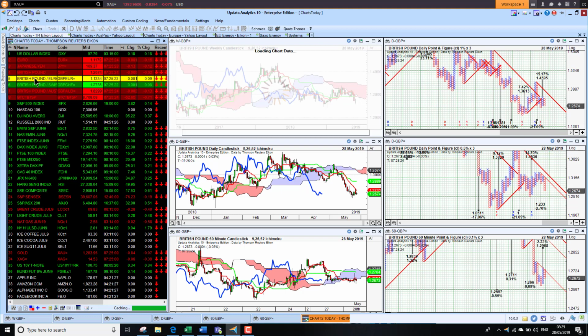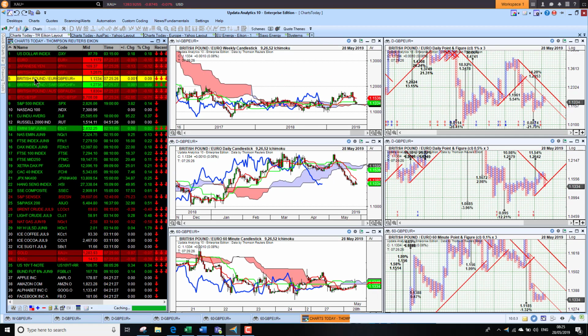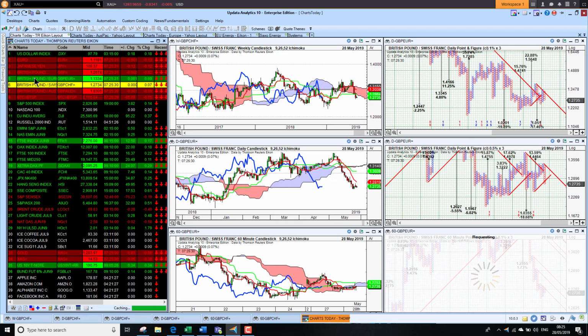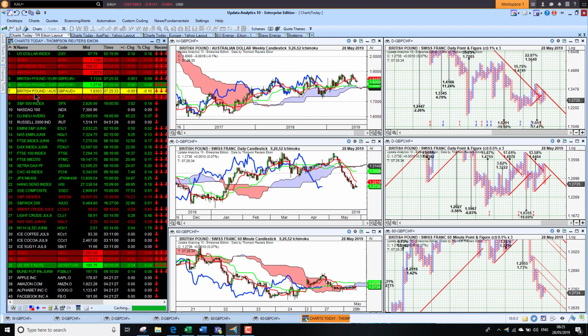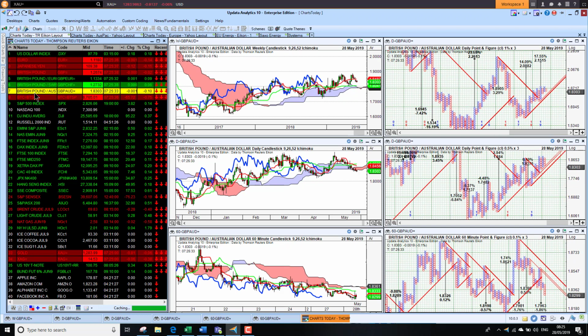Looking against the euro, we're seeing sterling also weaker here as well, and against the Swiss franc also we're seeing they're weaker. Against the Aussie dollar, we're seeing sterling lower as well.